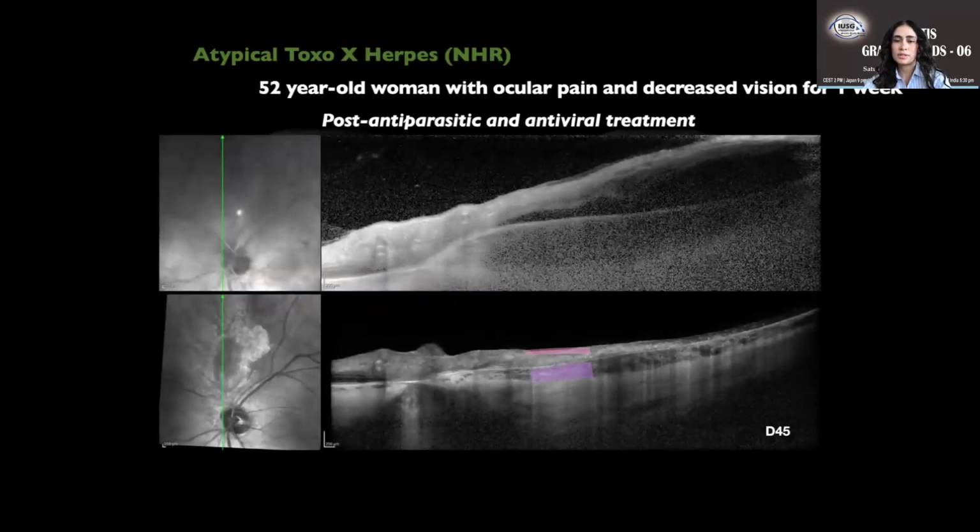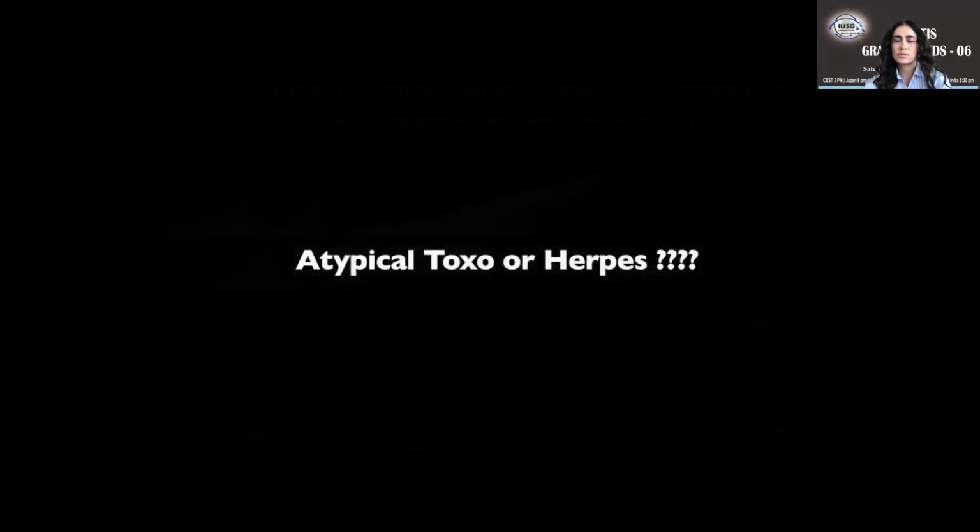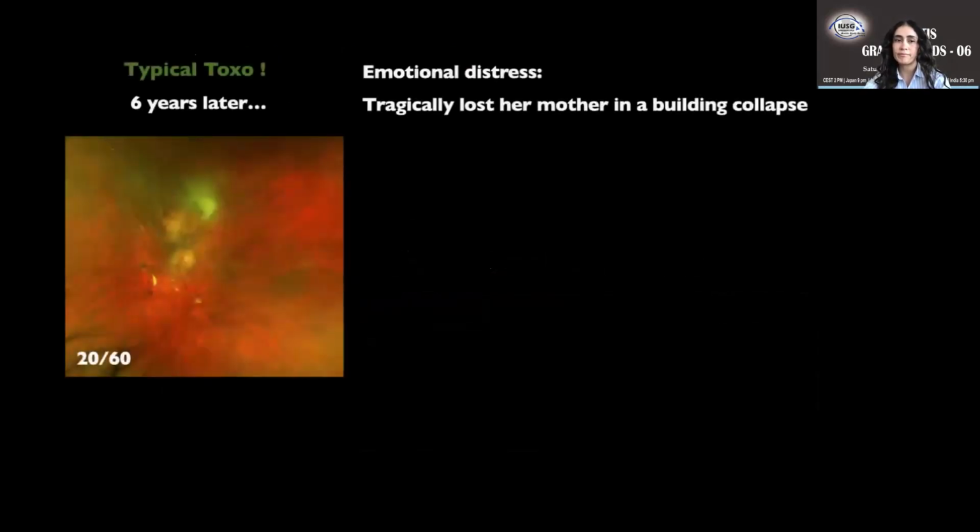So in this moment we need to ask this question: was it an atypical toxoplasmosis or was it herpes? And we have the response 6 years later. She came back to us because she was having difficulty with her vision in her left eye as well, because we made the exam and she was 20/60 on that eye. And she had this remarkable thing. She was having emotional distress because she lost her mother in a building collapse.